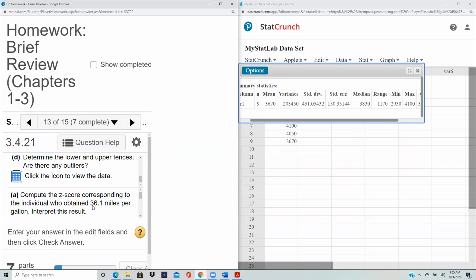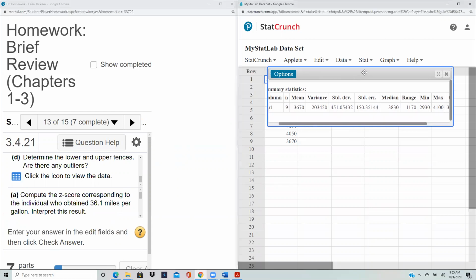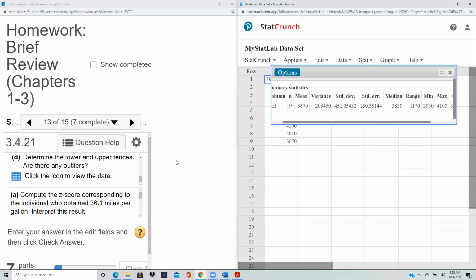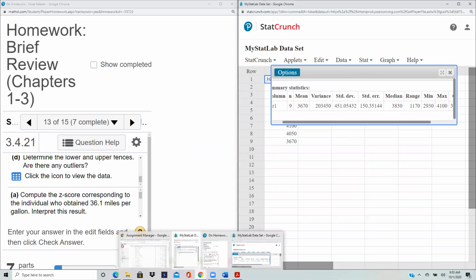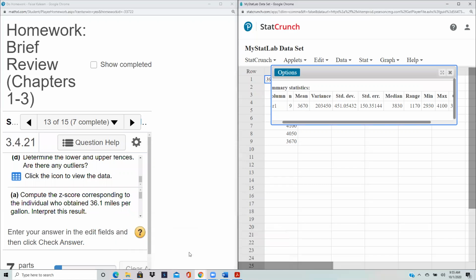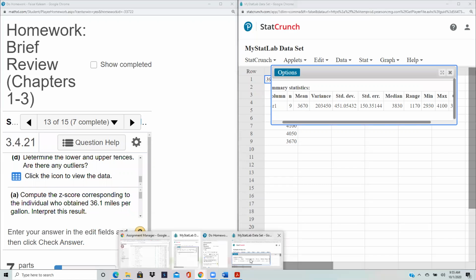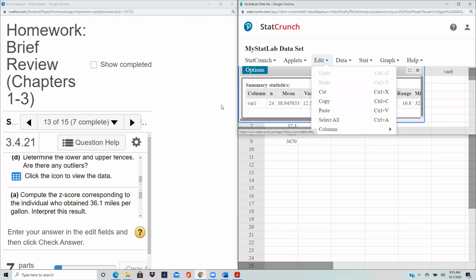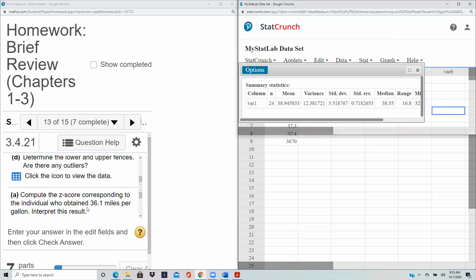I would do 36.1 minus the mean. Is this the correct mean? That's an old problem, I think. This is the mean. So 36.1 minus 38.946. Usually, if they want the final answer to 2 decimal places, it's safe to round the intermediate answers a bit more.